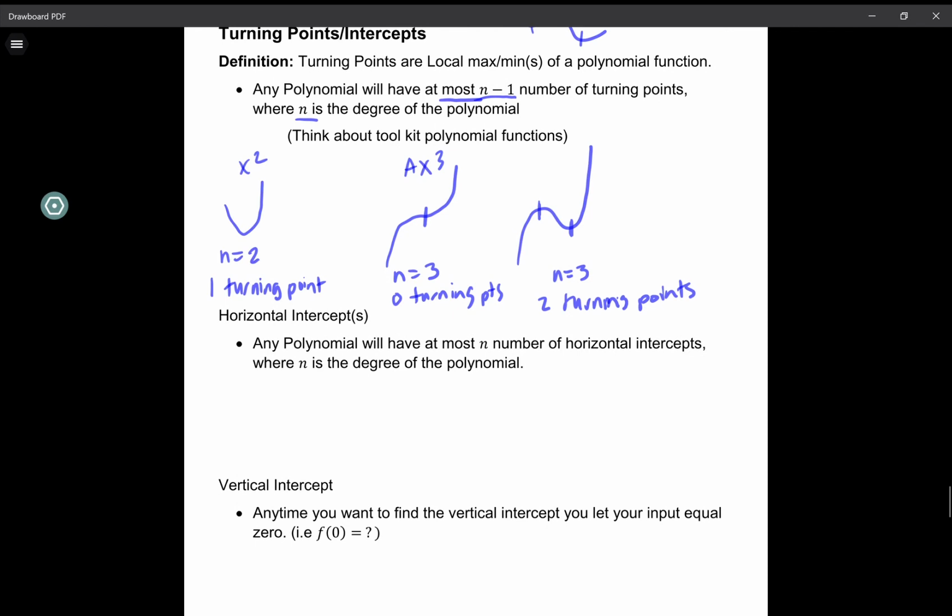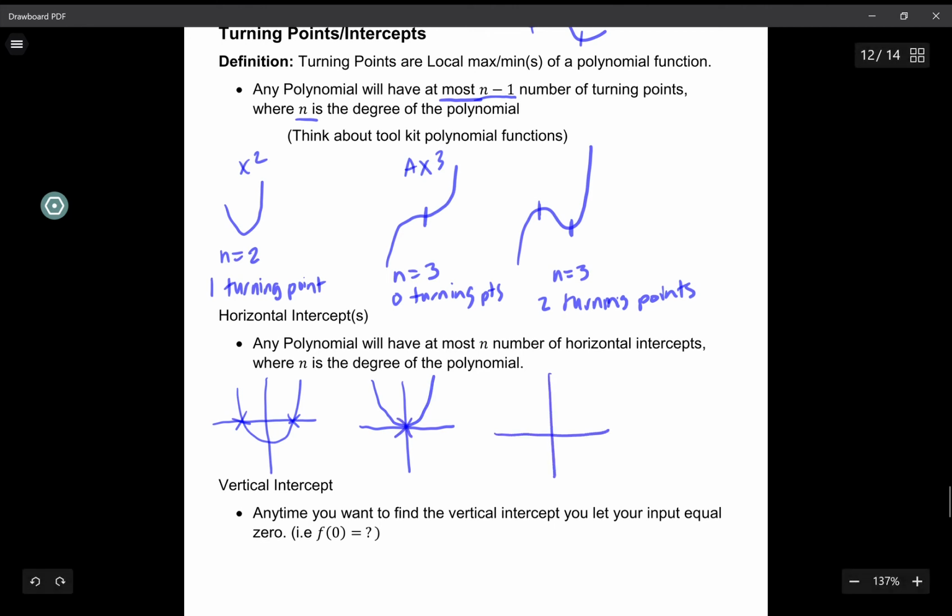Let's talk about horizontal intercepts. Remember, this is where it's crossing the x-axis. Any polynomial will have at most n horizontal intercepts, where n is the degree of the polynomial. Let's think about our favorite functions again. If we think about even just x squared, x squared could look like this, and would have 2 nice horizontal intercepts. So that could have 2. But it could also look exactly like just regular x squared, where it comes down and exactly touches, and it only has 1 horizontal intercept. Or we could have an x squared that looks like this, and has no horizontal intercepts. So again, at most, the number of the degree of intercepts.